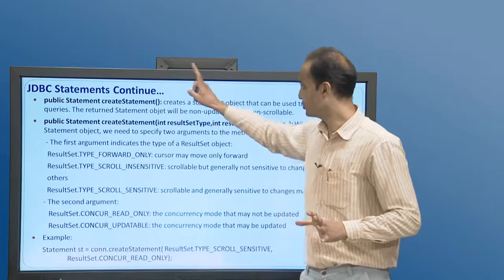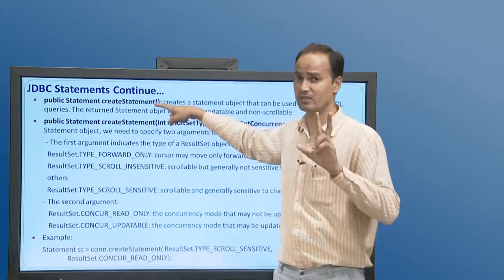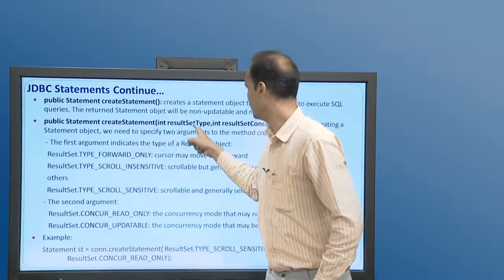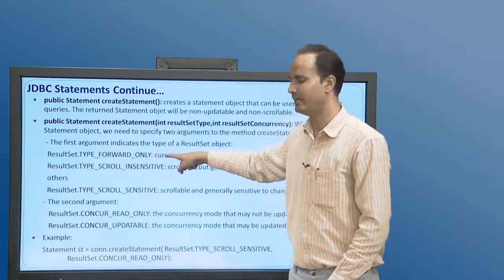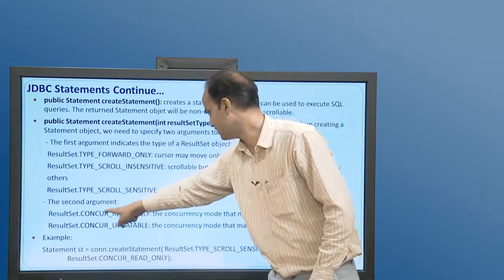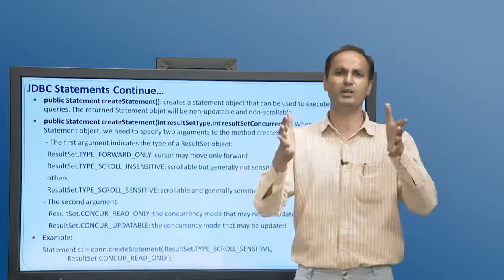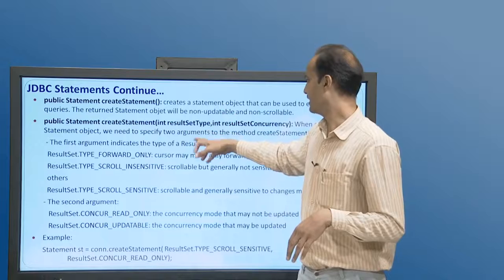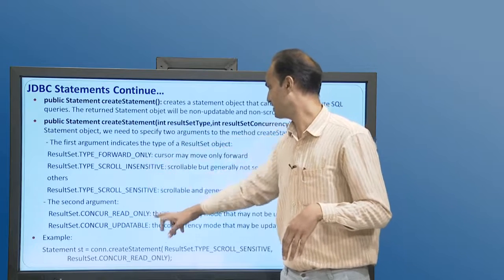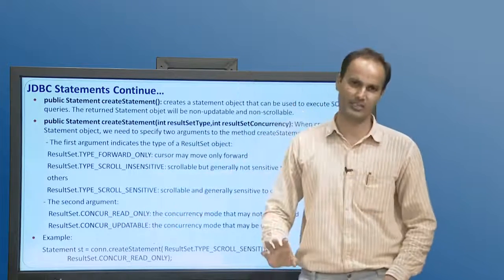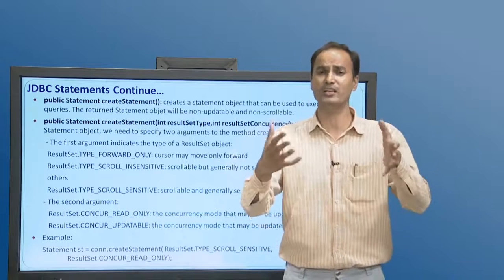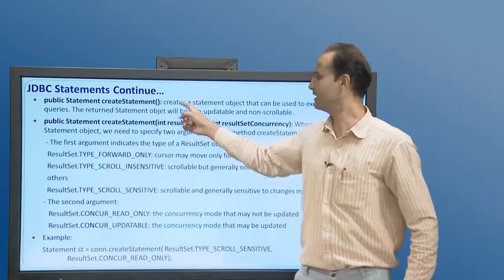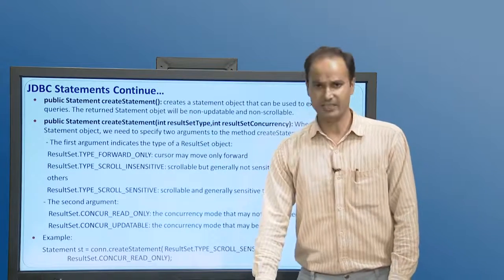If you use the method without arguments, the default arguments will be passed. What would be the default? For the first argument, ResultSet.TYPE_FORWARD_ONLY, and for the second one, ResultSet.CONCUR_READ_ONLY. This is the default argument to the create statement method. And if you use a second argument, either insensitive or sensitive, you have to pass ResultSet.CONCUR_UPDATABLE. So the most important thing is that if you want a scrollable result set, you need to be aware of these two constants that we pass to the create statement method of the statement interface.